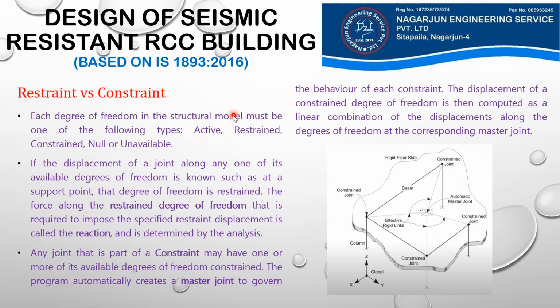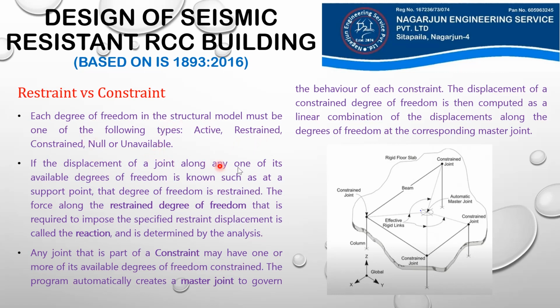Among these, it's important to understand the difference between restraint and constraint because this will be the one that is most used while modeling. So what is the difference between restrained joints or restrained degree of freedom and constraint degree of freedom?